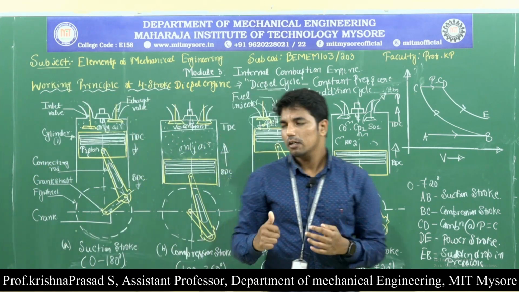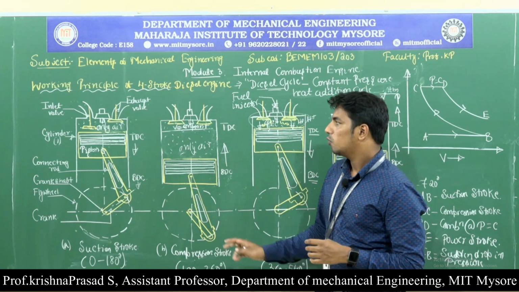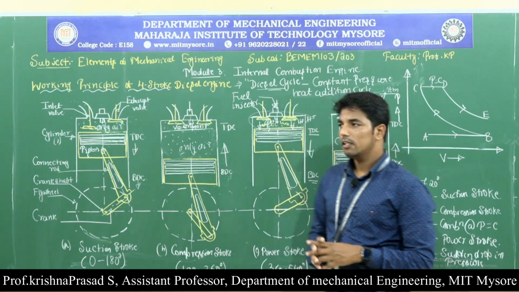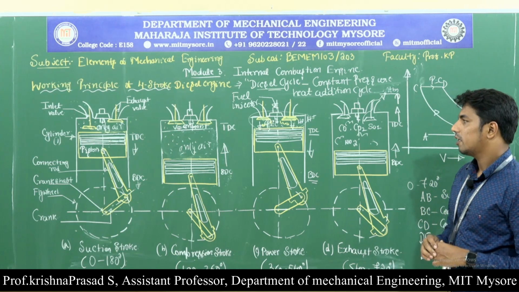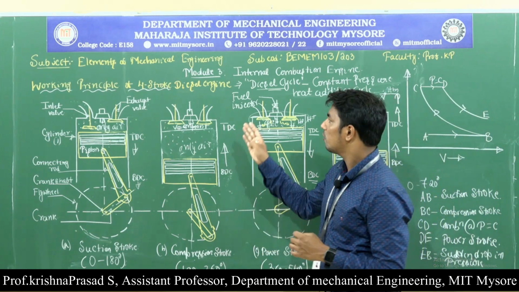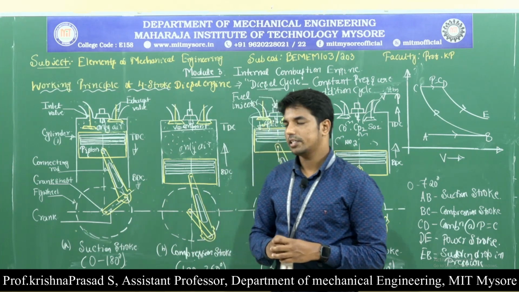Okay, I repeat, what happens in the case of the 4-stroke diesel engine? The 4-stroke diesel engine works on the theoretical diesel cycle, and it is also called the constant pressure heat addition cycle, and the working cycle is completed in 4 different strokes and 2 revolutions of the crankshaft.